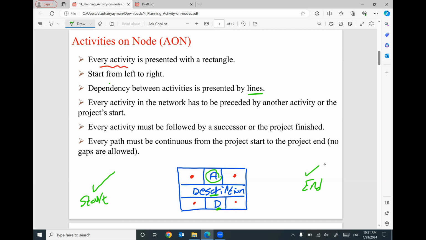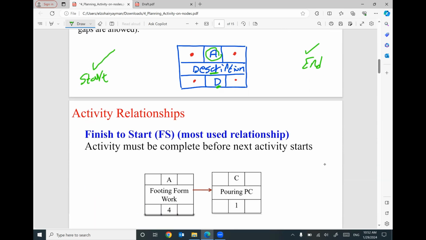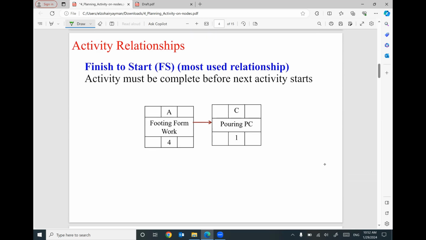Every activity in the network has to be preceded by another activity. We should have predecessors, or your activity will be the start of the project. Every activity must be followed, which are the successors, or the last activity will be the finish of the project. Every path must be continuous from the project start to the project end. No gaps are allowed.